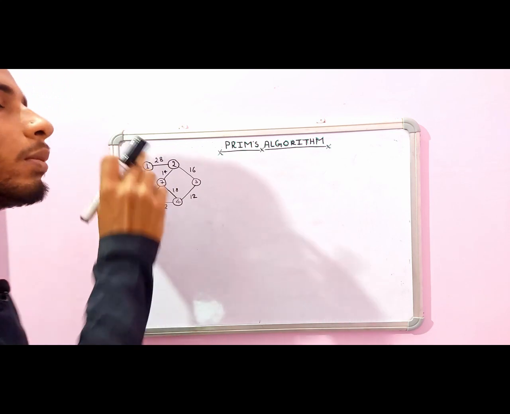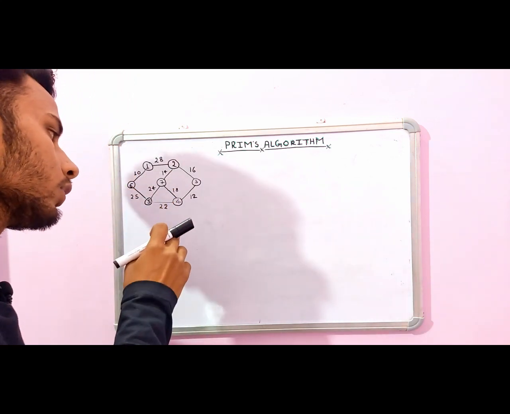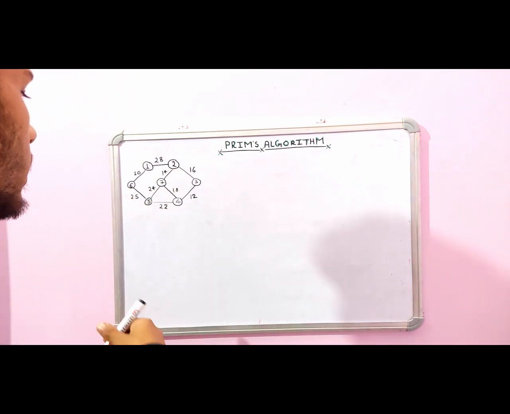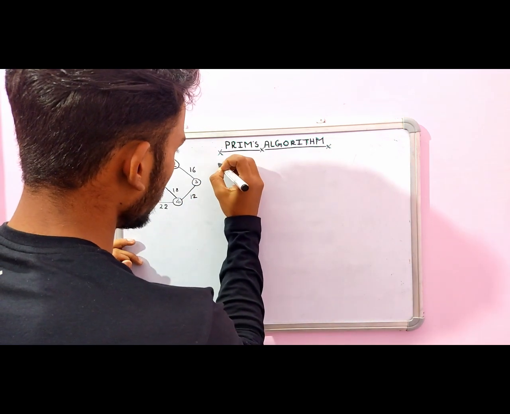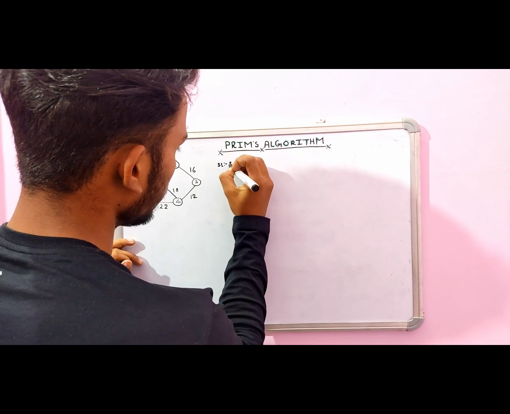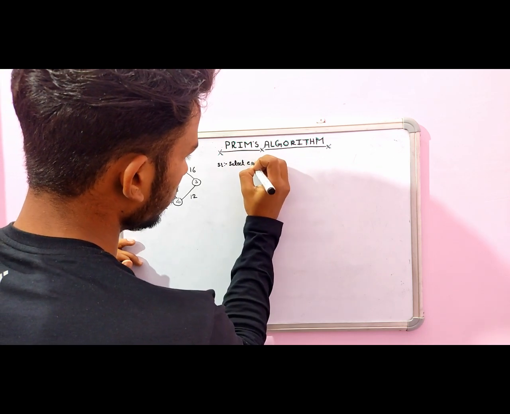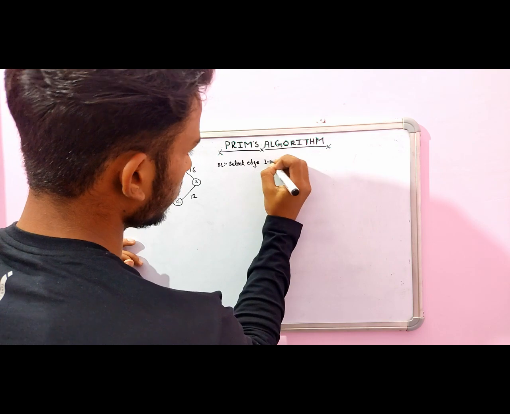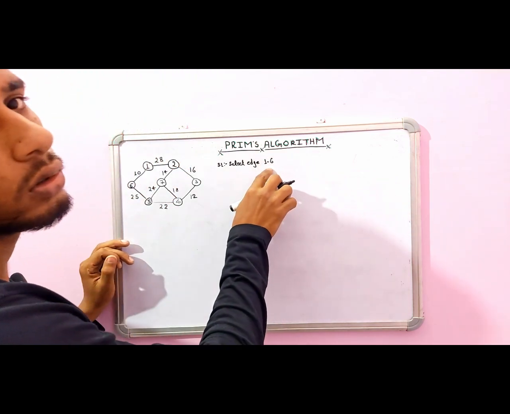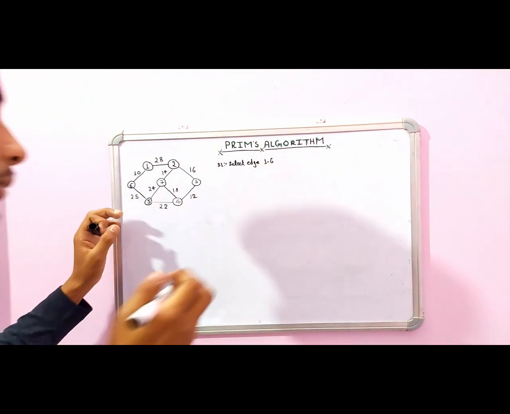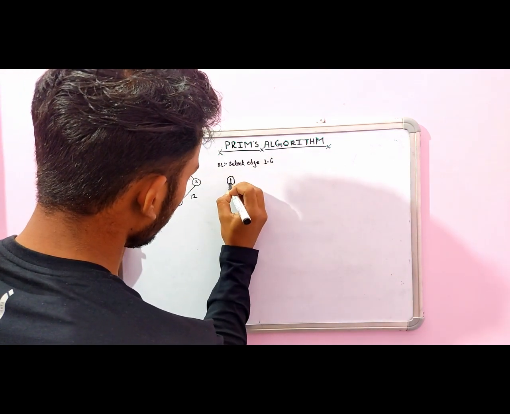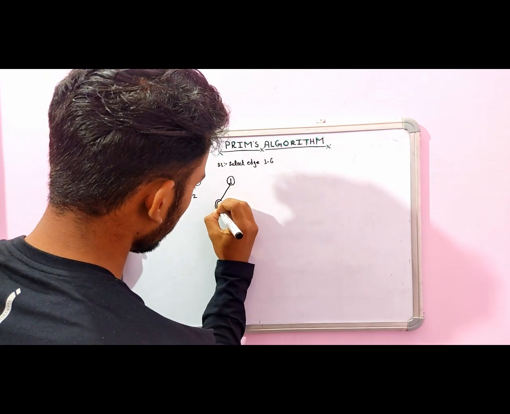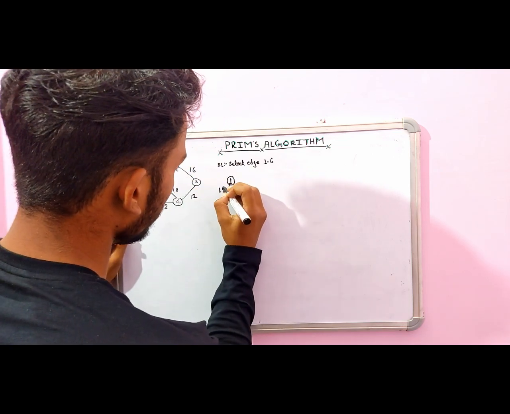The idea behind Prim's algorithm is we select an edge having the minimum weight. We select an edge with the minimum weight. So in this graph, edge 1 to 6 has the minimum weight, that is 10. So we select this. In our step 1, we will write: select edge 1 to 6. This is how you will do any question given in your semester exam. Okay. So selecting edge 1 to 6. This edge has weight 10.